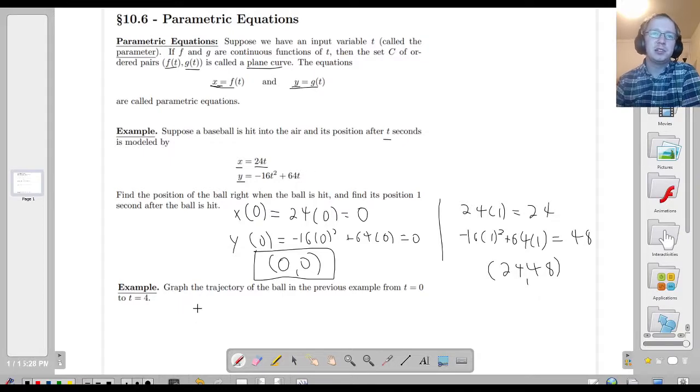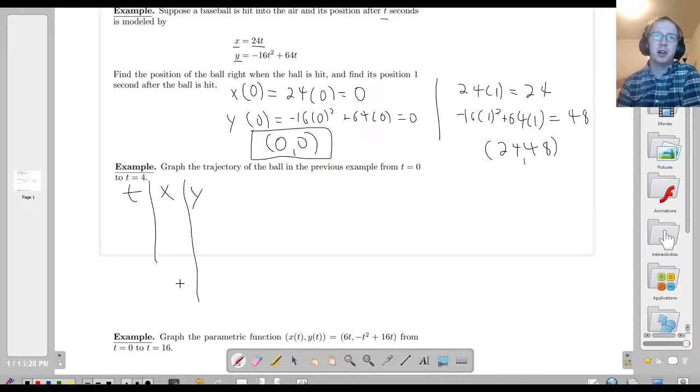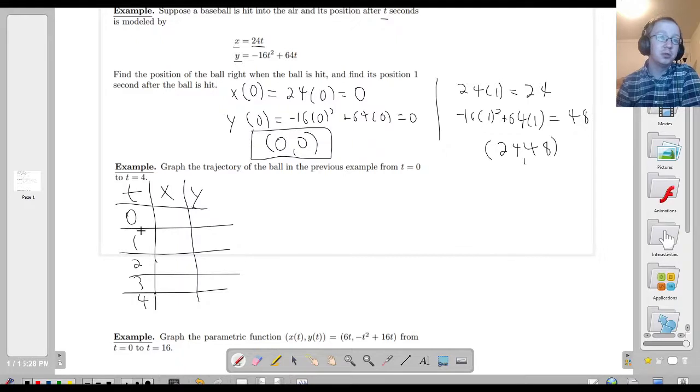The next thing it asks us to do is to graph the trajectory of the ball from t equals 0 to t equals 4. So to see what this looks like, let's make a little table of values. What's going to make this different from other functions you've graphed before is that I have 3 parameters to deal with, t, x, and y. So I'm just going to plug in the numbers from 0 through 4. There's nothing saying I had to plug in all of these or that I couldn't plug in other numbers like 0.5 and 1.2. I just picked some so I can connect the dots.